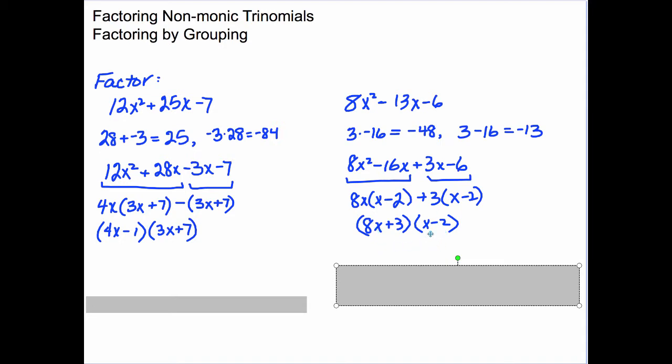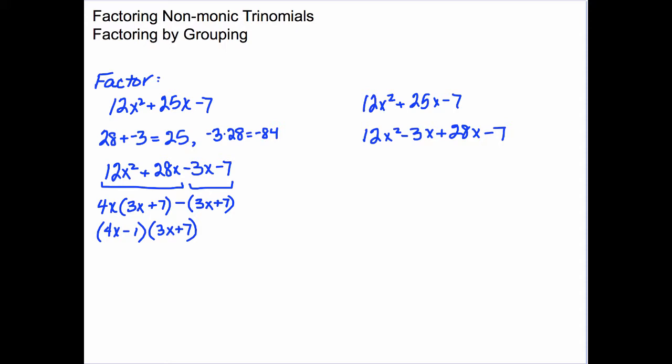And we see that it really does not matter which order we write these terms in. We could have easily written for the first one 3x plus 7 times 4x minus 1, and we could easily have written for the second one x minus 2 times 8x plus 3.